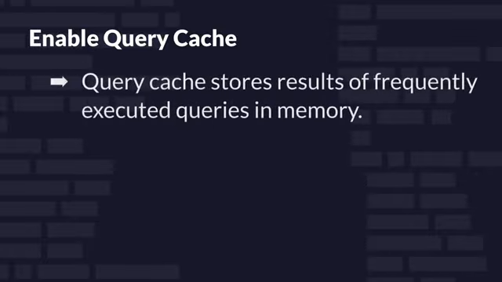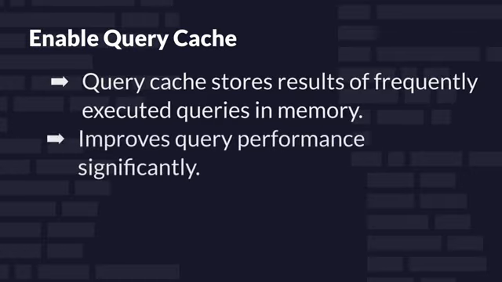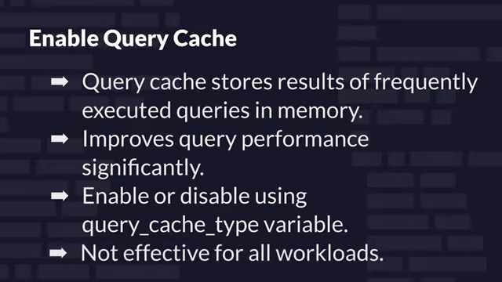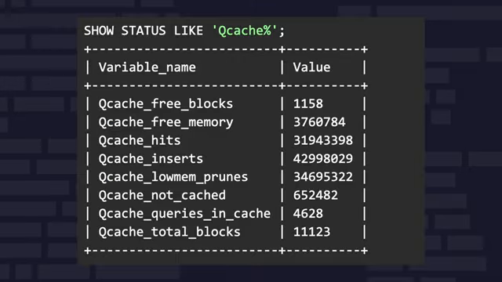Query cache is a feature that stores the results of frequently executed queries in memory, which can significantly improve query performance. It's recommended to enable query cache, but it's important to note that it may not be effective for all workloads. The query cache can be enabled or disabled using the query_cache_type variable. The SQL Server stores stats about the query cache.